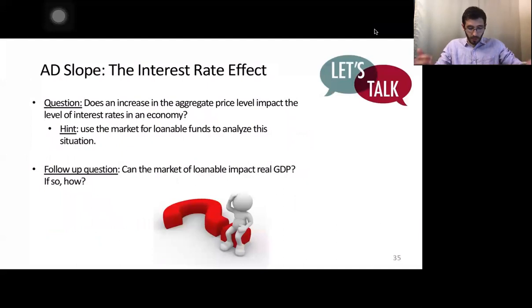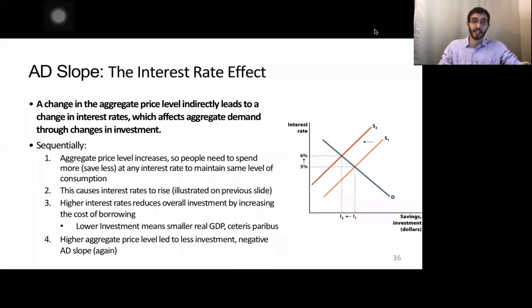Here's a big question: does an increase in the aggregate price level impact the level of interest rates in the economy? Now we're moving along to the second part, which is the interest rate effect. In other words, how can we connect the market for loanable funds with GDP? Let's further understand that. There are a couple of steps we can follow to understand that better.